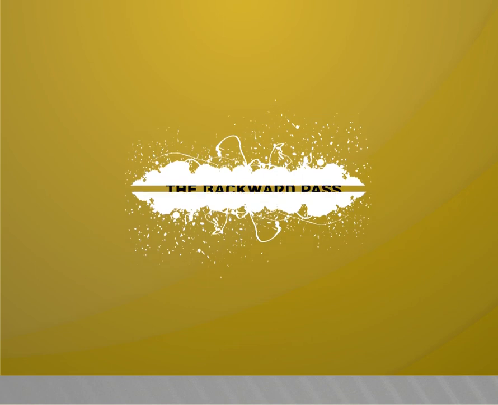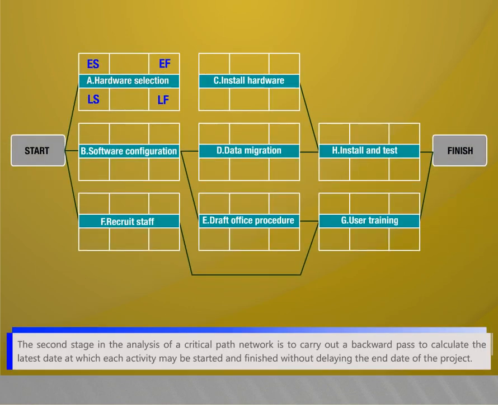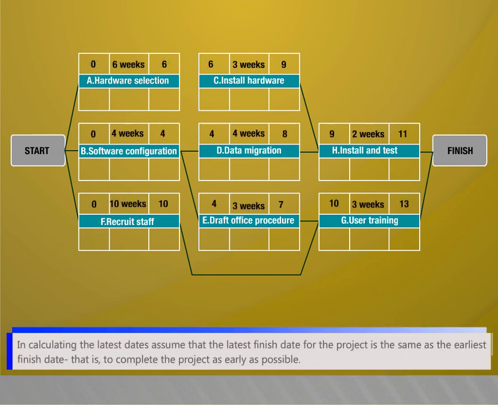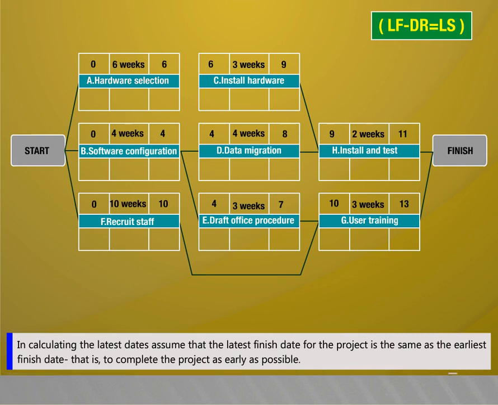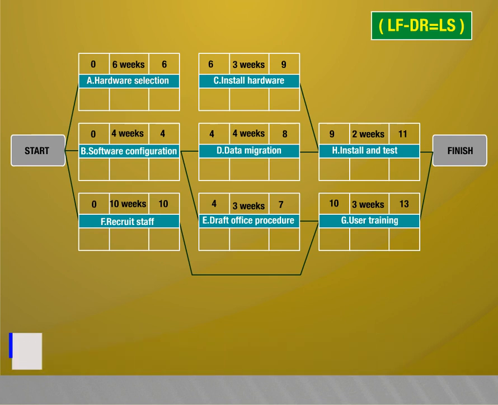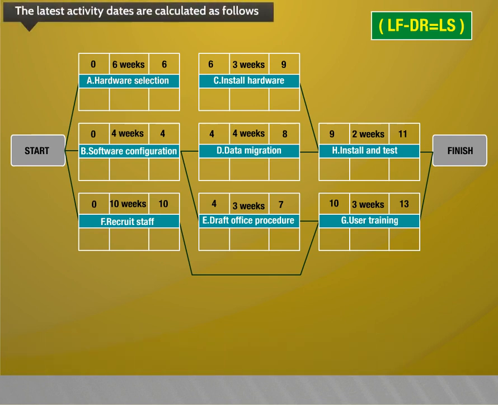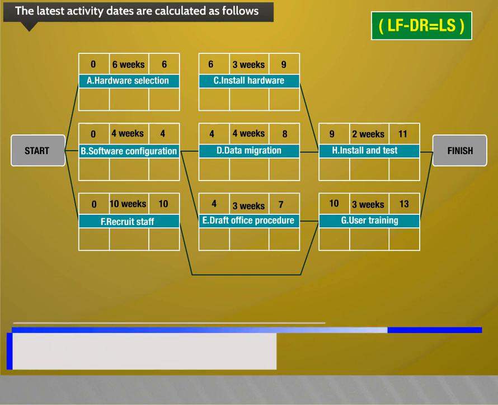The backward pass. The second stage in the analysis of a critical path network is to carry out a backward pass to calculate the latest date at which each activity may be started and finished without delaying the end date of the project. In calculating the latest dates, assume that the latest finish date for the project is the same as the earliest finish date, that is, to complete the project as early as possible. The latest activity dates are calculated as follows.